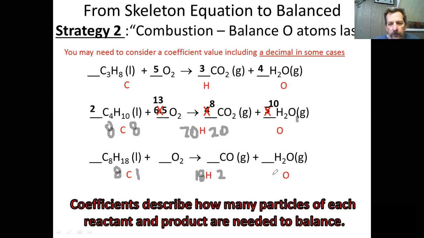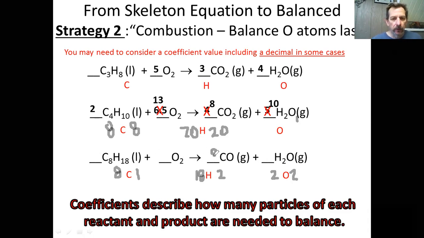Oxygen on the left side, 2. Oxygen on the right side, 1 from CO and 1 from water. Oh, look, oxygen's balanced. That might change. Okay. So we're going to balance by adding coefficients. Again, it's a combustion reaction. Save oxygen for last.